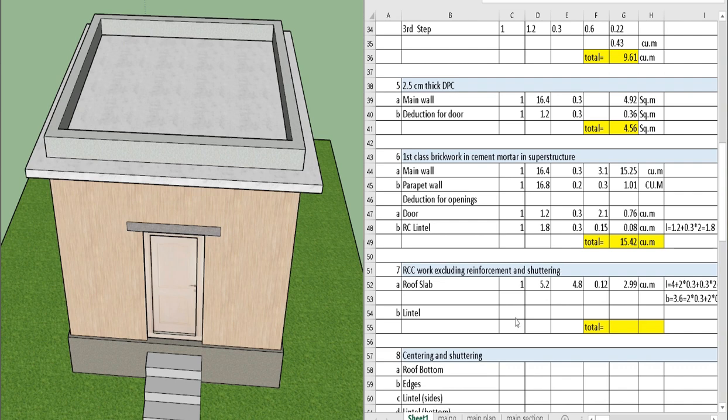And we have the number of lintel 1. The length of the lintel is this door length plus 2 times its bearing, that is 0.3 meter.